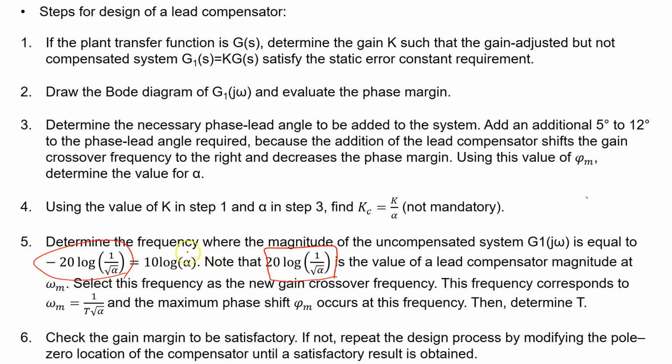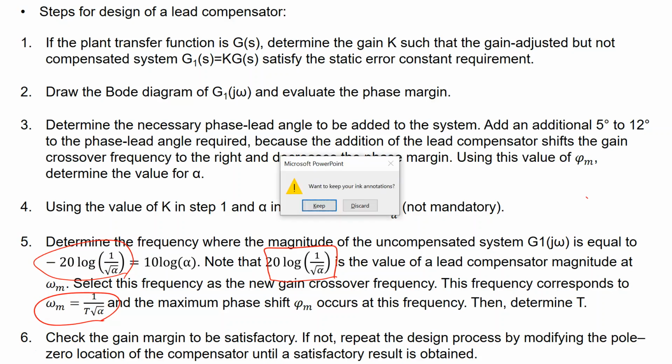When I add these two numbers together, I get what? I get 0. So wherever the magnitude of G1 is equal to this number, that is going to be my new gain crossover frequency, and that is equal to 1 over t square root alpha. From there I can find t.